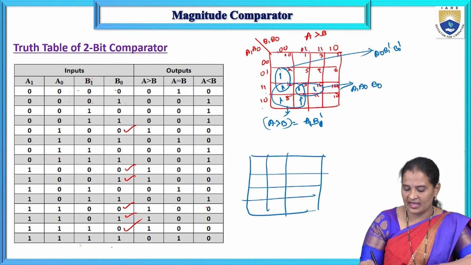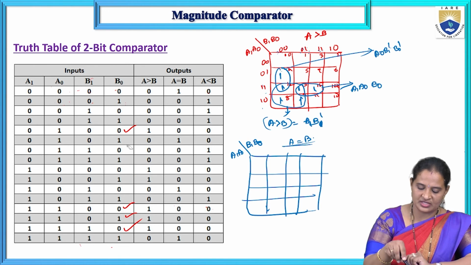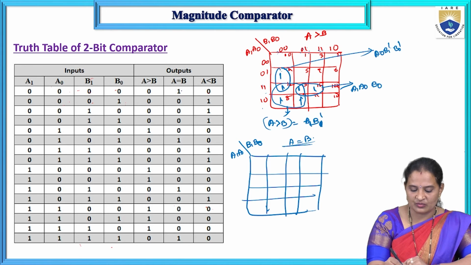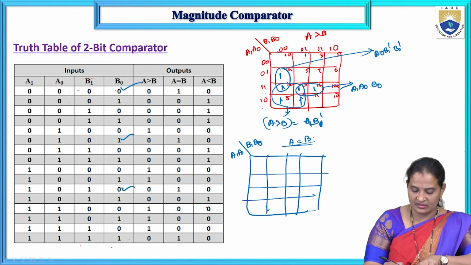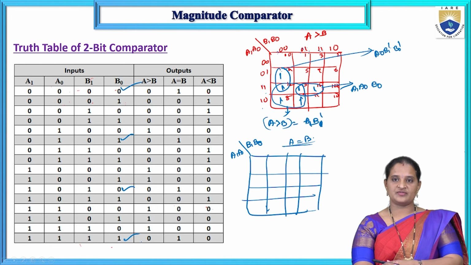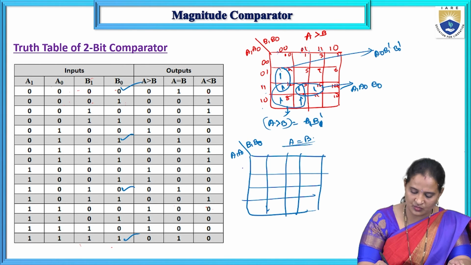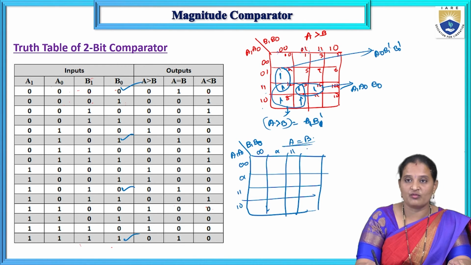So this is the K-map for A equal to B. Now let us identify all the combinations for which A is equal to B. So first this one, 0 0 0 0. Next this one, 5, and then this one, and then this. So these are all the possible combinations for which the A equal to B output is equal to 1: 0000, 0101, 1010, 1111.